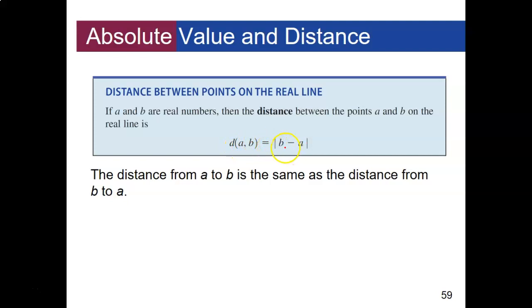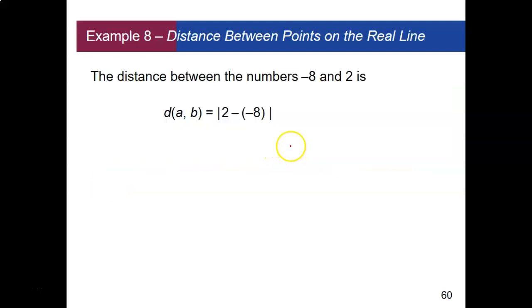Our formula for finding that, if we're talking about a number line, is the absolute value of B minus A. If we look at this example, the distance between the numbers -8 and 2, if we're at -8 and we're over here at 2, then we can see that there's 8 units here and there's 2 units here. So our distance is going to have to be 10 units. Just visually, we already kind of know what the answer is going to have to be.